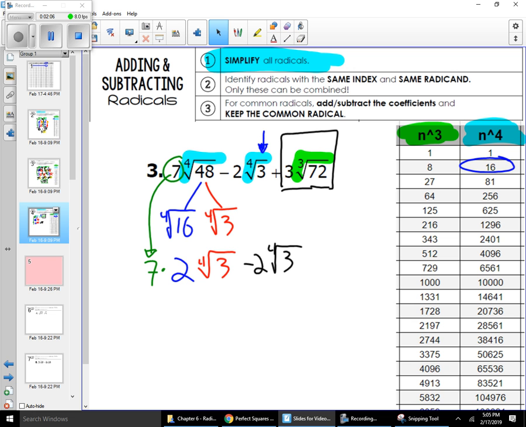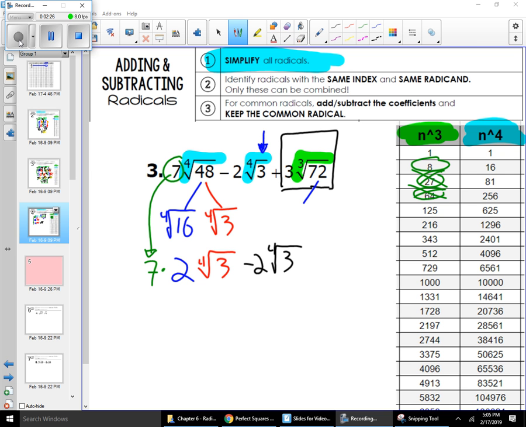That 72 is not a perfect cube, but we can look for a perfect cube factor. In the cube column, notice you try 64. 64 is not going to work. 72 divided by 27 is not going to work. But 72 is divisible by 8. So we can break that 72 up. That is a third root of 8. And 8 times what? Well, 8 times 9. 8 times 9 gets you to 72.